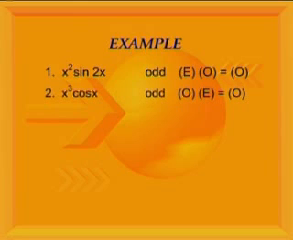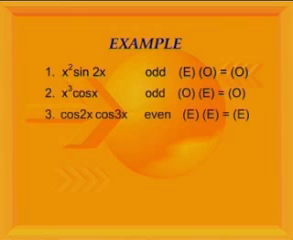Second, we have the product x cube into cosine x. x cube we know is odd, and cosine x we know is even. So odd into even is equal to odd. So the result is odd.